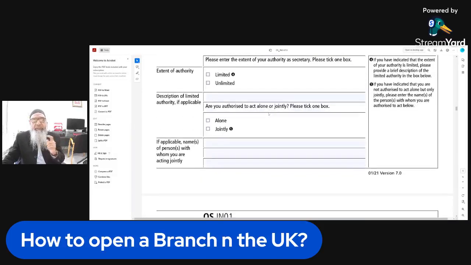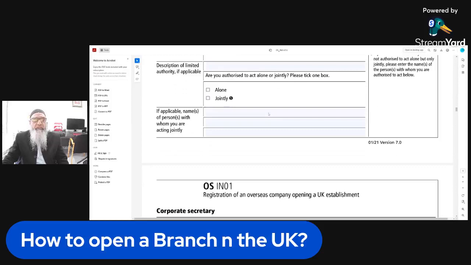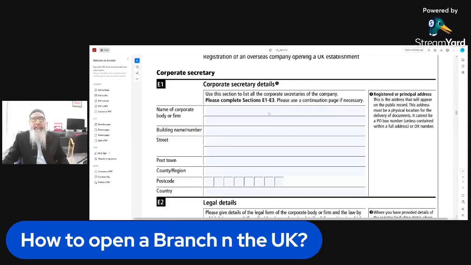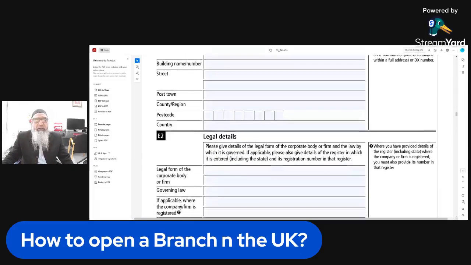Description of limited authority. Are you authorized to act alone or jointly? Alone or jointly, tick the box as required. If applicable, names of persons with whom you are acting jointly. Then corporate secretary. If this is not an individual human being, it is a corporate secretary, then you are supposed to complete from E1 to E5 sections.